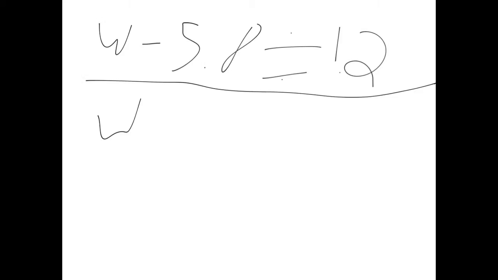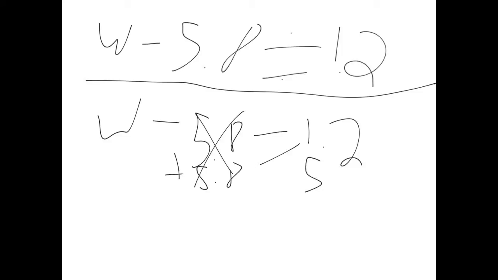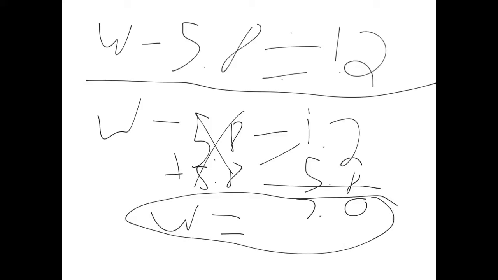Okay, so you're going to rewrite the problem. W minus 5.8 equals 1.2. So to undo subtraction, you add 5.8, cross it off, 5.8, 10 carry 1, 5, 6, 7, 7.0, and then you do W equals 7.0, and this is your answer.